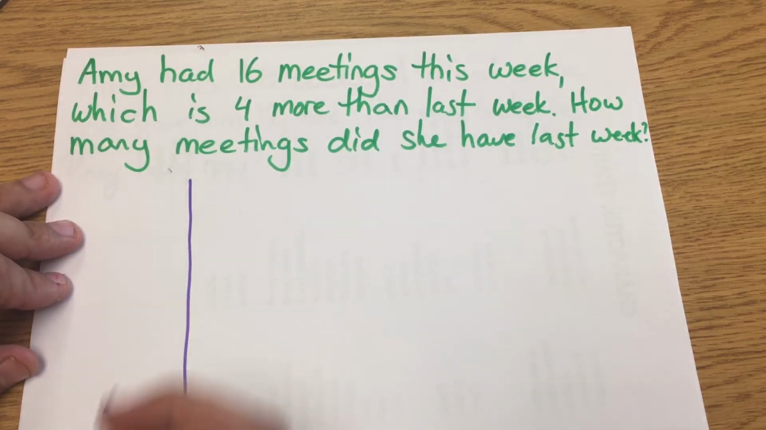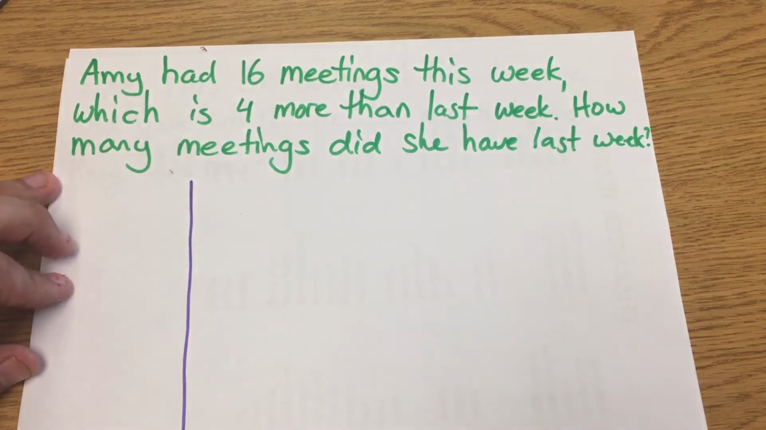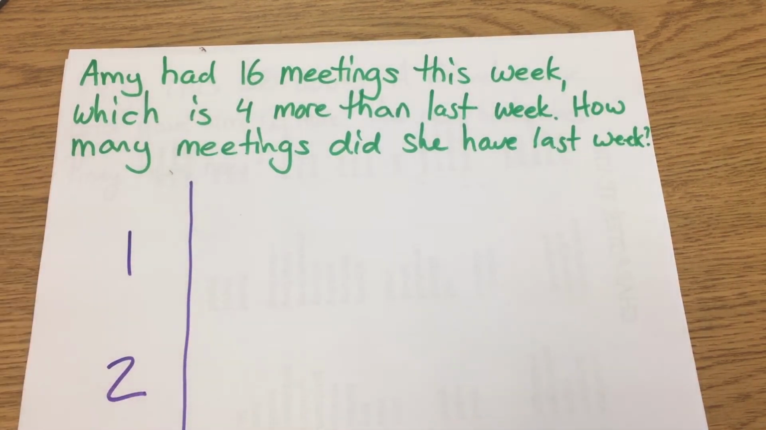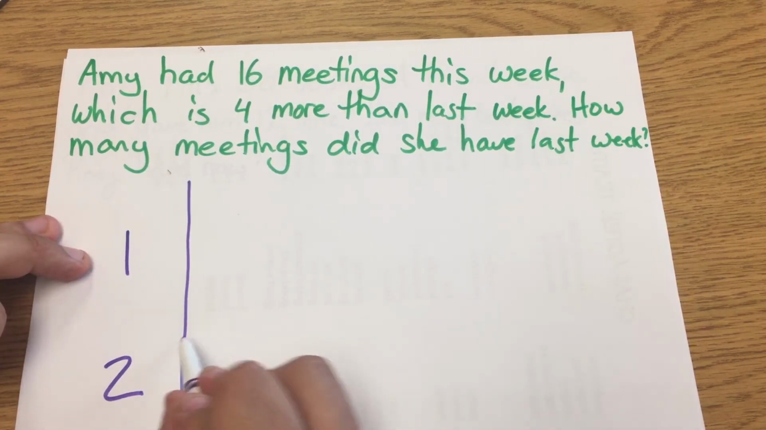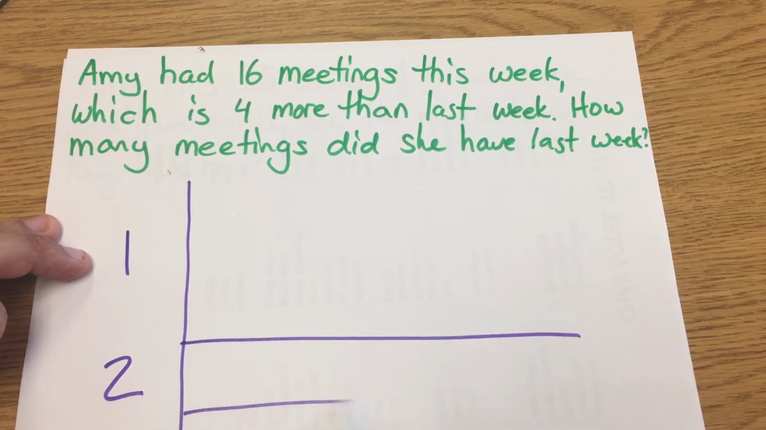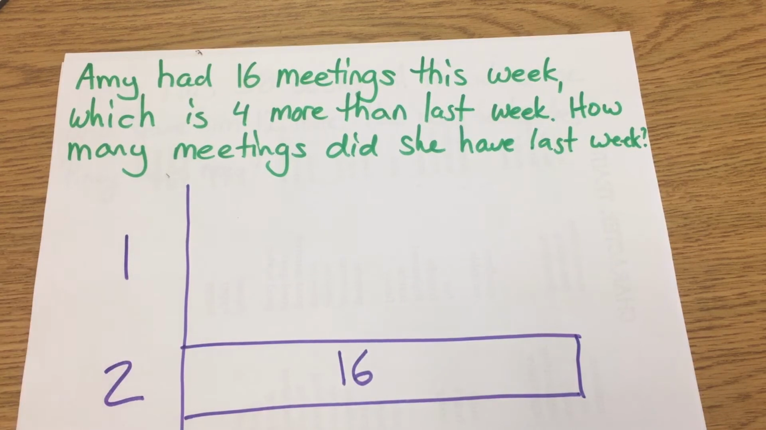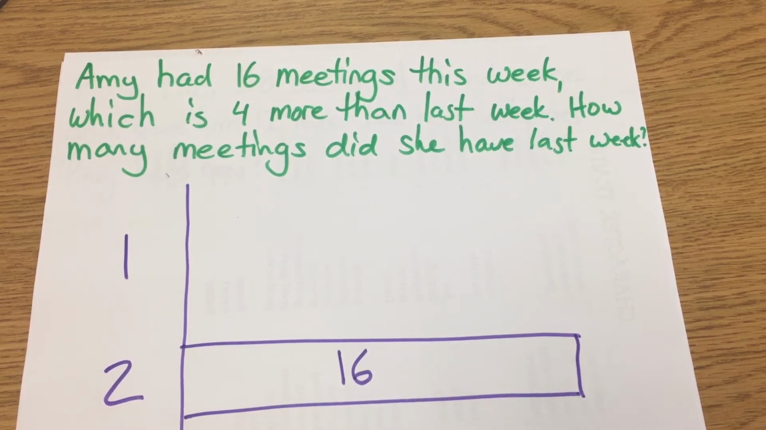We've got this week and last week, so I can either put a T and an L for this week and last week. I'm just going to do week 1 and week 2 to make it simple. So we know that she had 16 meetings this week. So I'm going to just draw that out. Week 2, that's this week. 16 meetings. Okay. So I know that that's 4 more than last week.